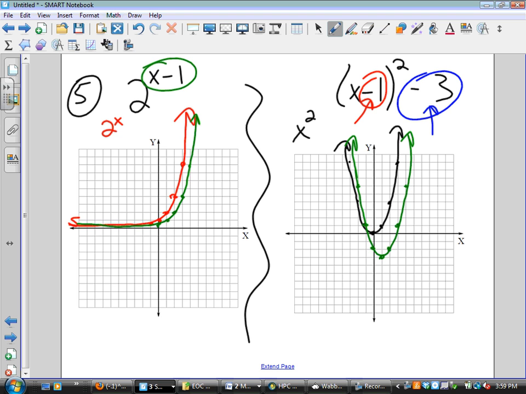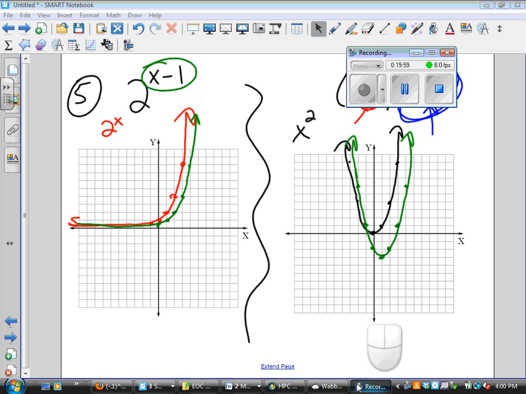So typical EOC question, what kind of transformation is going on here? We have a horizontal shift to the right, 1 unit, and we have a vertical shift down 3 units. Okay? And if you can recognize those transformations, you will be just fine. The remaining problems to come after this video.